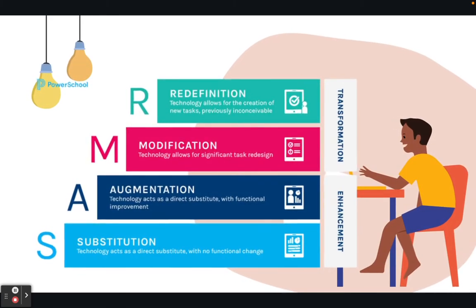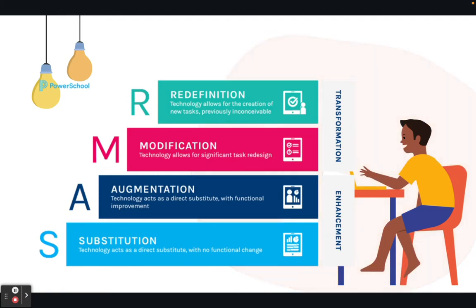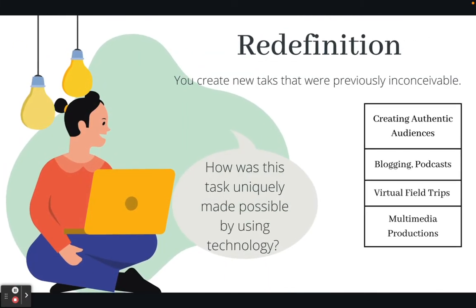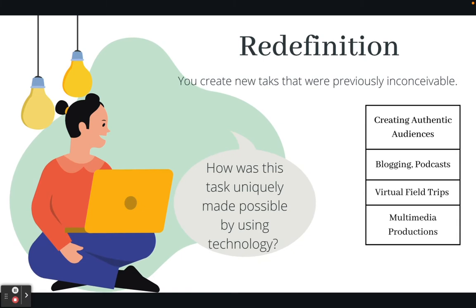And the highest level is that redefinition. We're transforming the lesson. So this is where students are using authentic audiences. They might be vlogging, they might be podcasting, it might be a virtual field trip, any kind of multimedia production. So I've had students do book trailers at the end of a book where they have to summarize the book with pictures, and then they talked over it and they made their own book trailer.